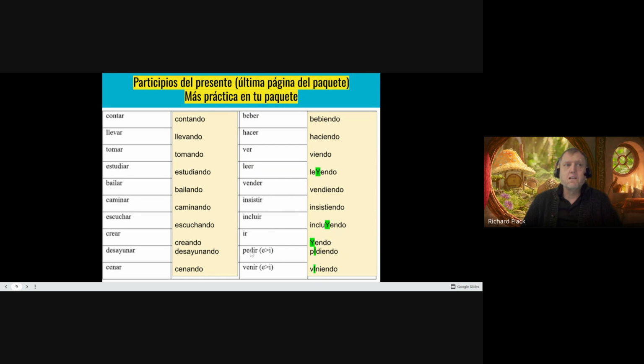Pedir is the stem changing verb, so if I take off my IR, that leaves me PED. The E changes to I, so I get pid, and then my yendo, pidiendo. And same thing for venir. Venir, take off the IR, that leaves me ven. The E changes to I, that gives me vin. And then yendo, my ultimate participle is viniendo.